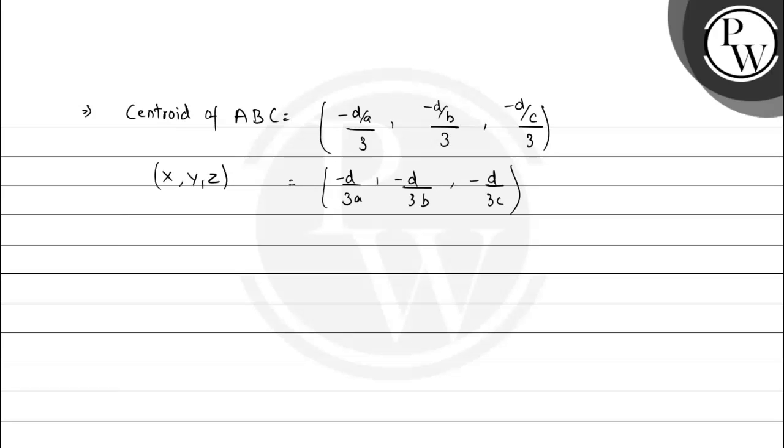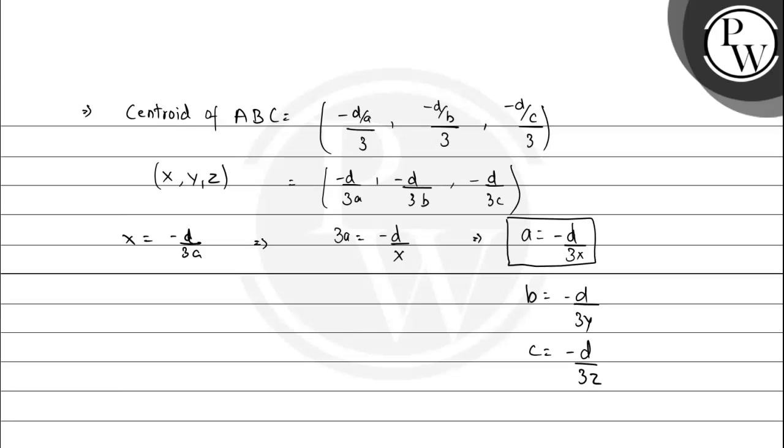We needed to find the locus of the centroid. As x is equal to minus d upon 3a, it directly means that 3a is equal to minus d upon x, which means that a is equal to minus d upon 3x. So this is what you obtain. Similarly, we will have b equal to minus d upon 3y and c equal to minus d upon 3z. Here x, y, z are the coordinates of the centroid, as we want to find its locus.